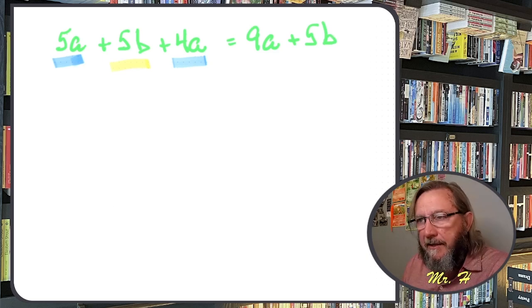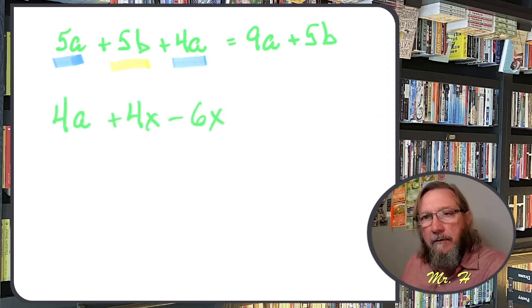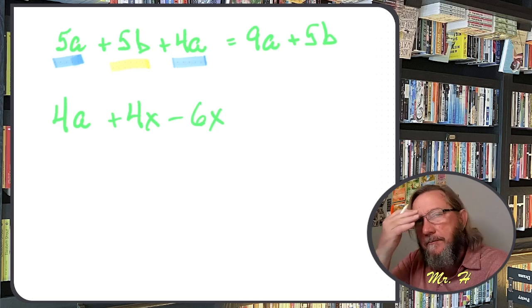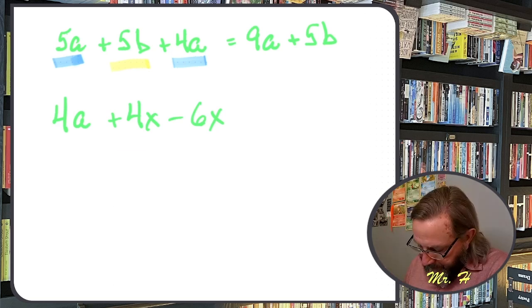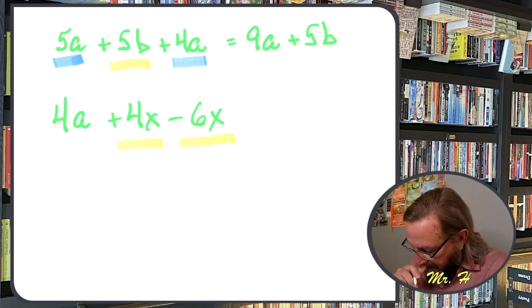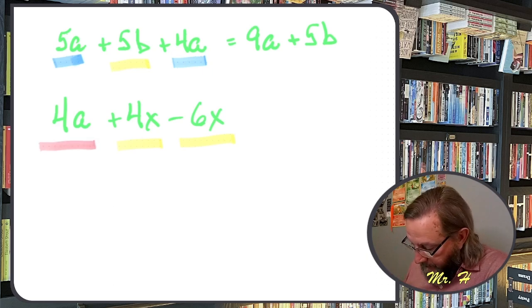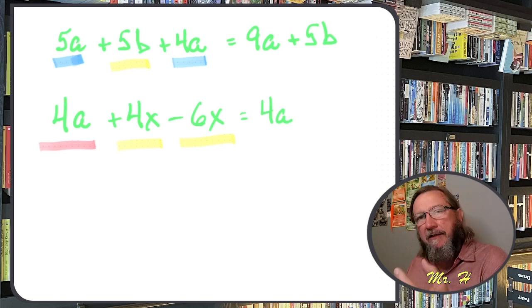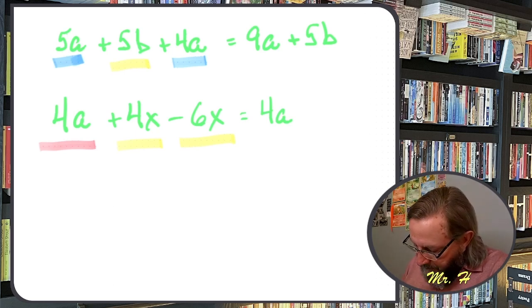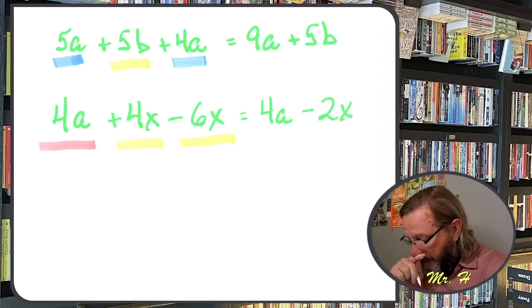Now let's look at the next problem. Look closely at this one. What are the like terms that we have here? I've got an x term and another x term. I have an a term that has nothing going with it. So what's my final answer going to be? Well, I'm going to have 4a's because I didn't change that one. Now let's combine the coefficients. We have a positive 4 and a negative 6. That's going to combine to a negative 2. So negative 2x will be my answer here.